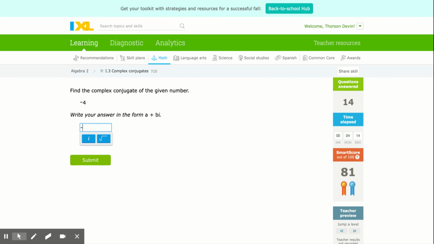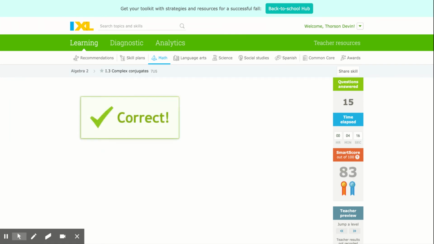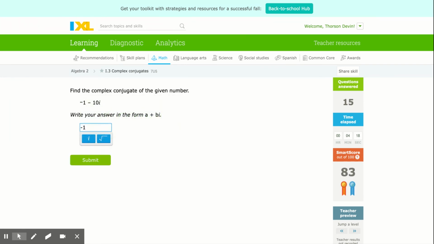Again, it's the real part, so we don't change it. We leave it as a negative 4. Leave the minus 1 alone and change it to a plus 10i. Since it's the real part, we just leave it alone. It's just 9. Leave the negative 7 alone and then change it to a plus 10i.